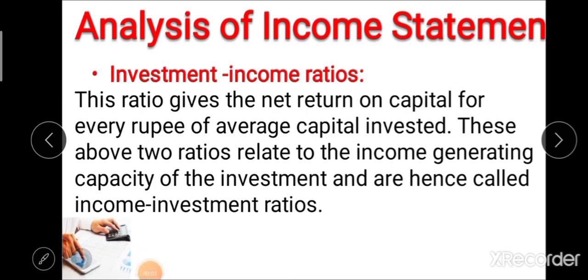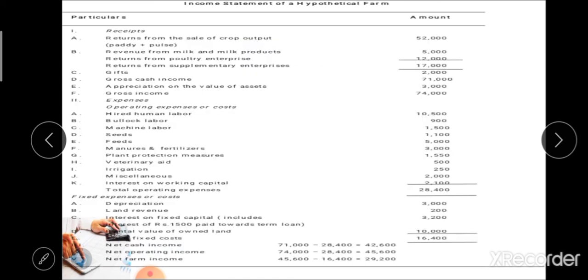These investment income ratios give the net return on capital for every rupee of average capital invested. These two ratios are related to the income generating capacity of an investment and hence are called income investment ratios. These are the different ratios which are used in analysis of income statement.